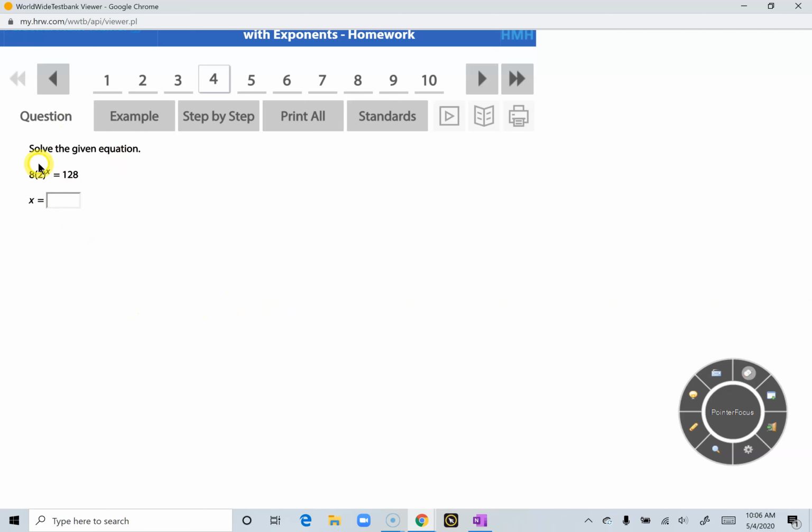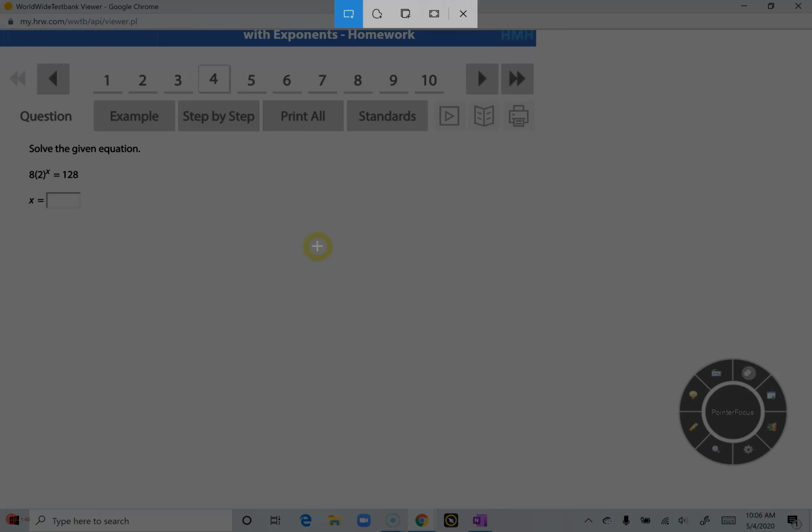Here we have an exponential equation. We call it an exponential equation because our variable is in our exponent: 8 times 2 to the x power equals 128. We'll look at how to solve this equation.